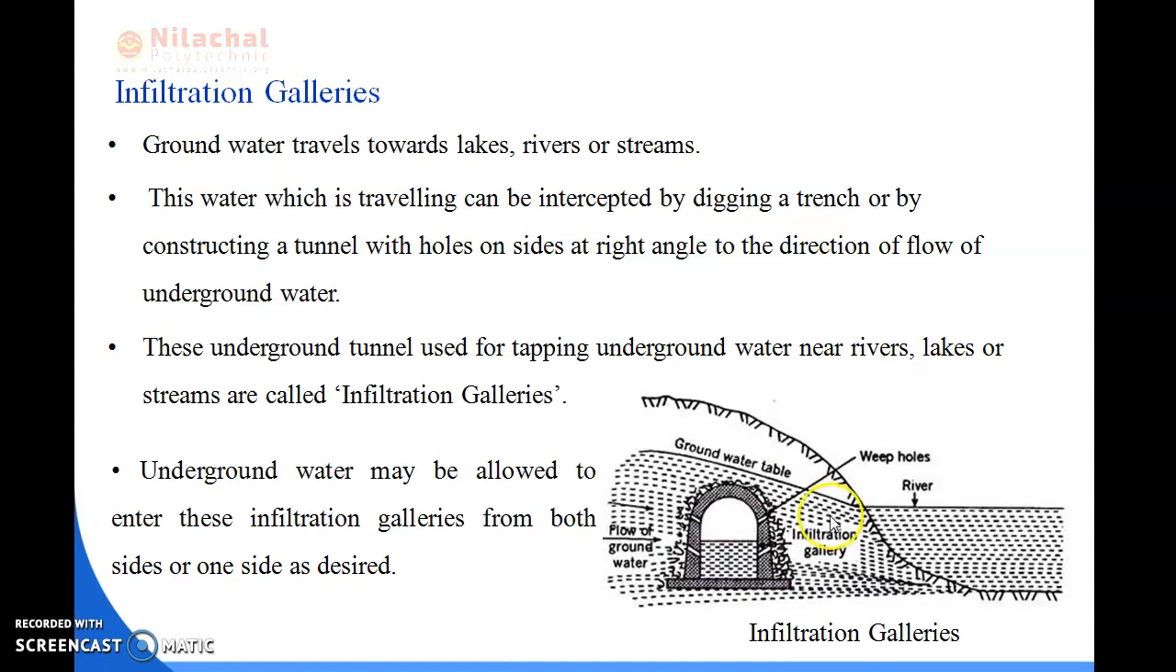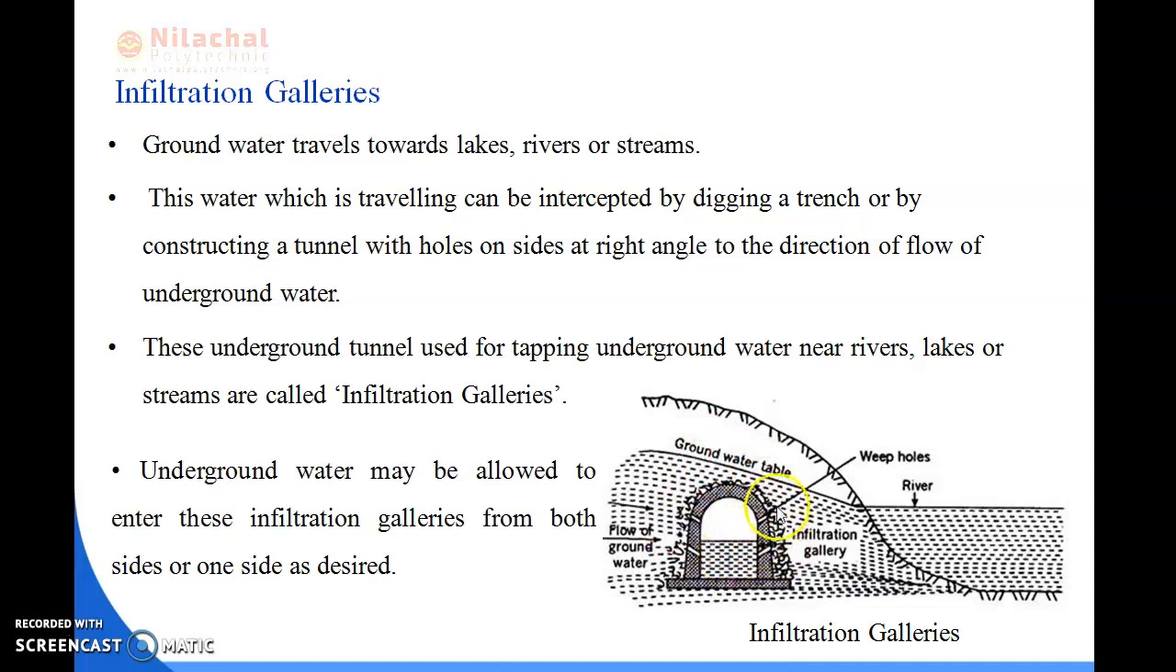So groundwater travels towards the lakes, rivers and streams, and this traveling water can be intercepted by digging a trench, that is, by digging a hole, or by constructing a tunnel with holes on the sides at right angles to the direction of flow of underground water. This underground tunnel used for tapping underground water near rivers, lakes or streams, as you can see has been constructed here, is known as an infiltration gallery.